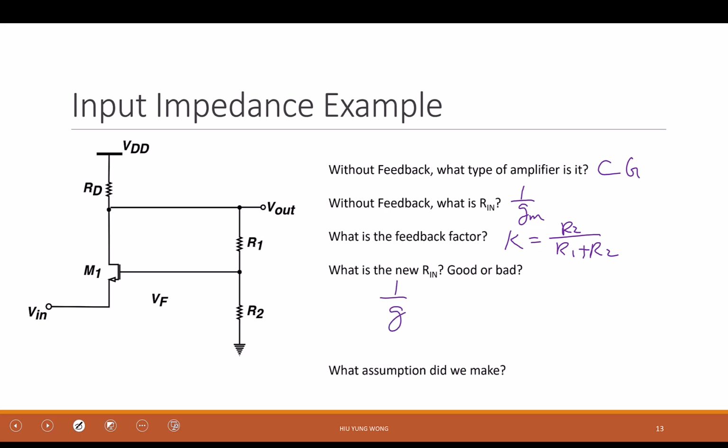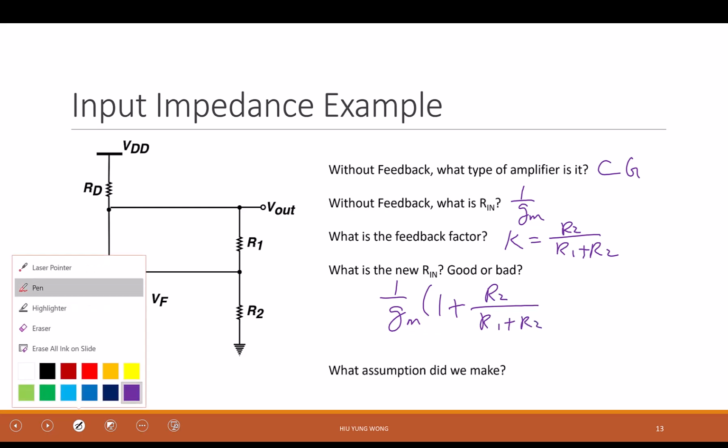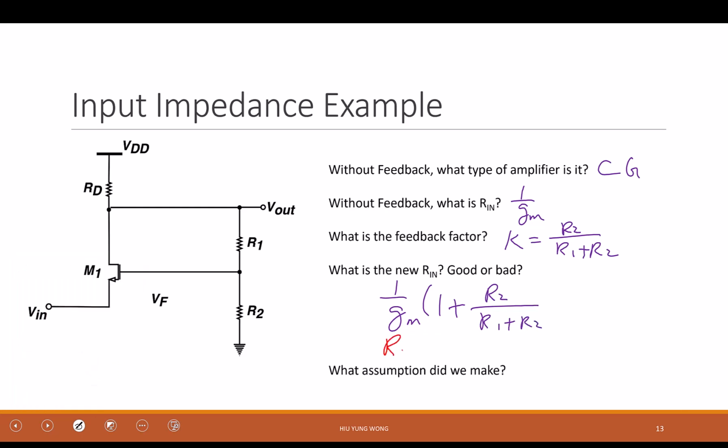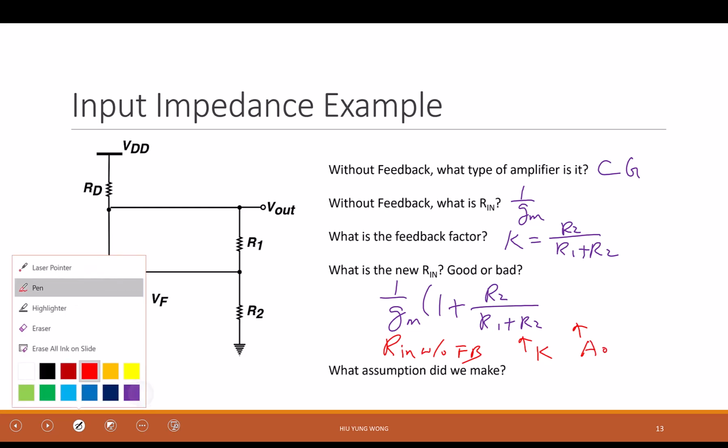One over GM times 1 plus... Okay, let's do it slowly. R2 divided by R1 plus R2. That is because this is R in without feedback, right? And this is K, but we have forgotten to find out what A0 is, right? What is A0 for the circuit?